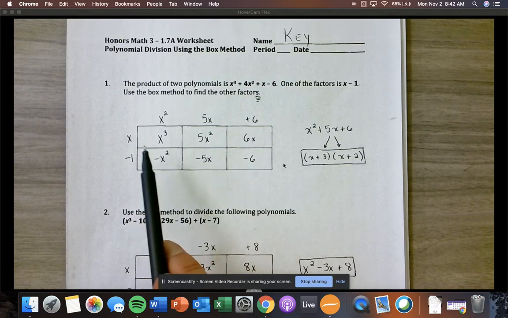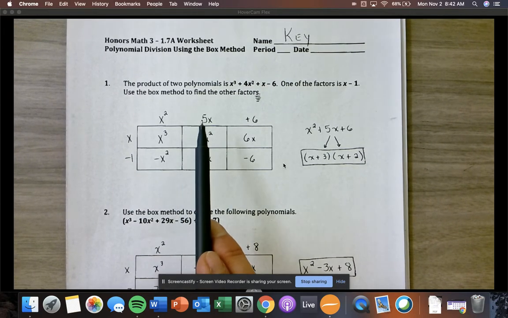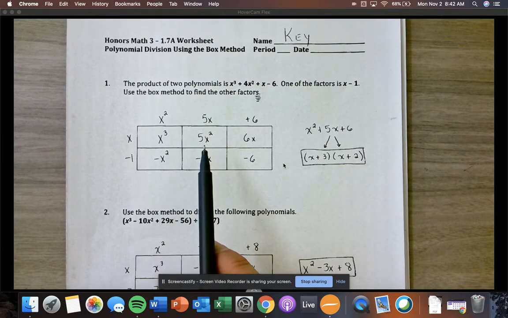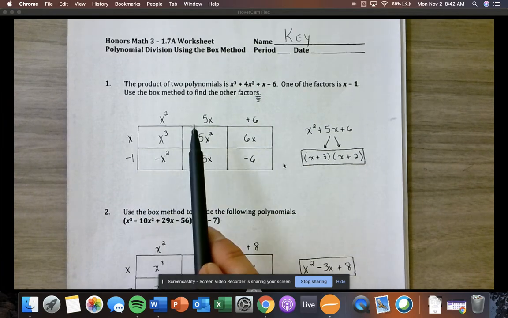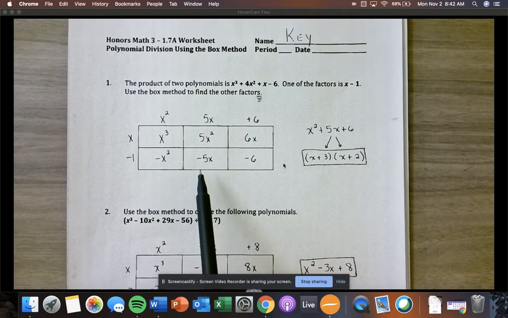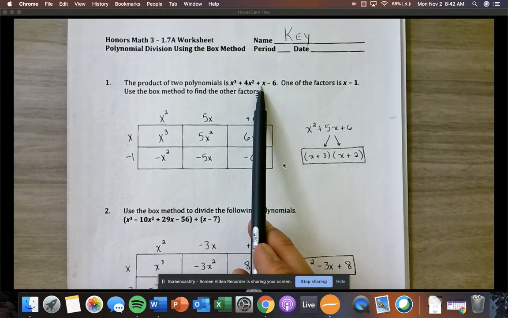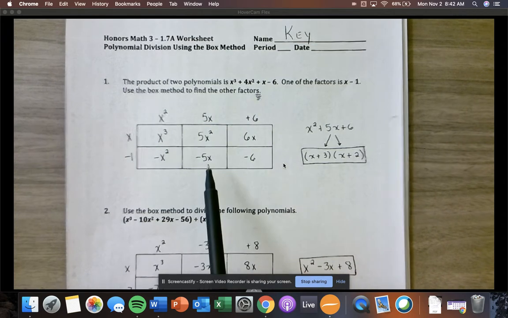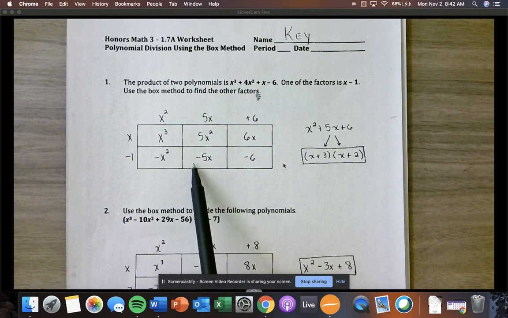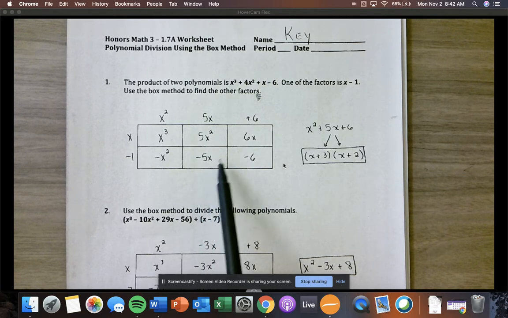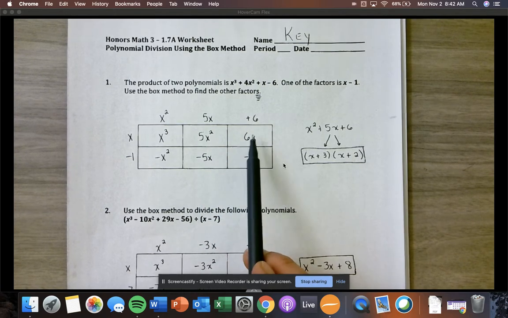All right, so then I know x times 5x gives me 5x squared, so I'm going to write 5x at the top here. Then I have to do negative 1 times 5x, and I get negative 5x. Going to the next one, I know my answer has positive x. What do I have to add to negative 5x to get positive x? Well, I have to add 6x.